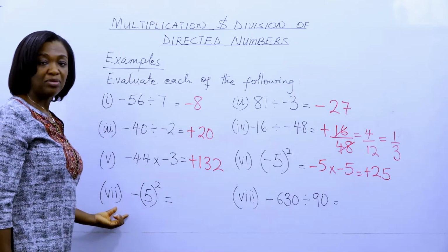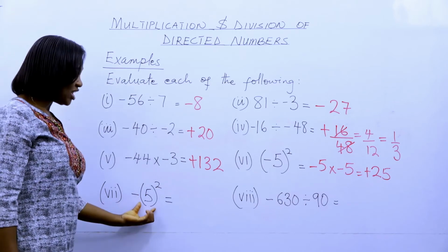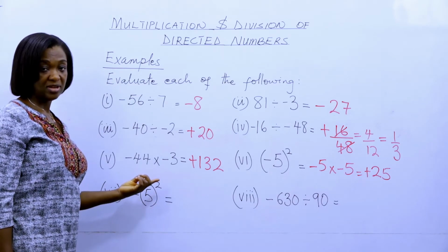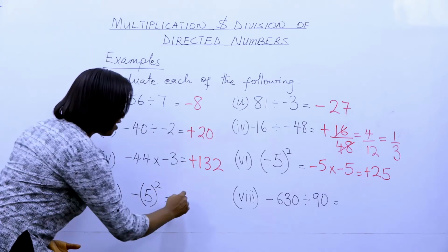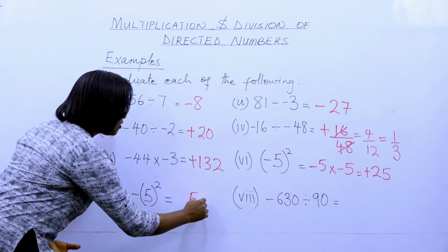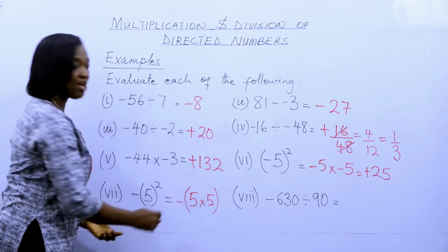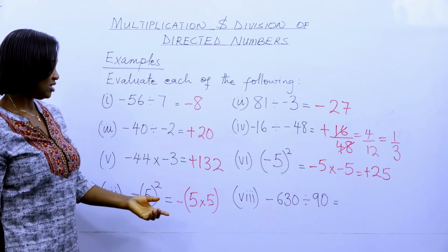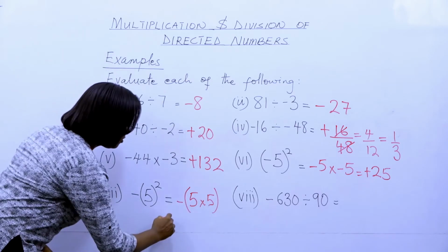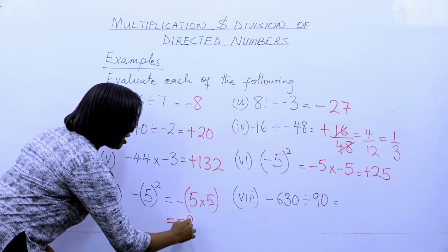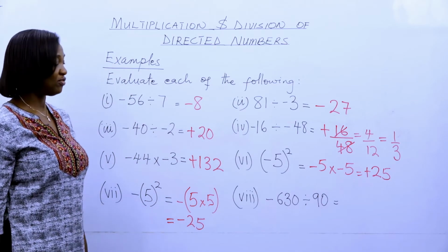In this example, we have minus, but it's only the 5 that is squared. So we're going to square the 5, which is 5 times 5, and then have our minus sign outside the bracket. So 5 times 5 is 25, and we negate 25, so the answer is minus 25.